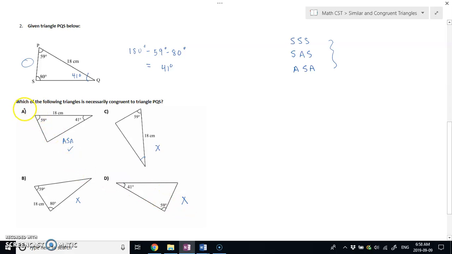So that leaves us with answer A, which is true by angle, side, angle. When you're doing these questions, just make sure that you're always taking into consideration the rules for congruency and for similarity, and that you're shopping those rules and comparing with the given triangle in the multiple choice question. If you do that, you'll be sure to get this question right.